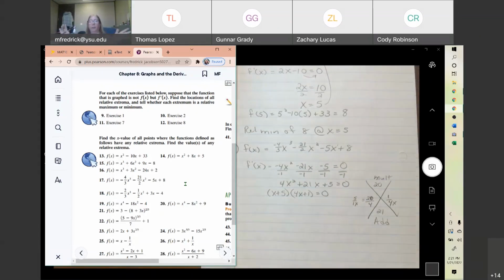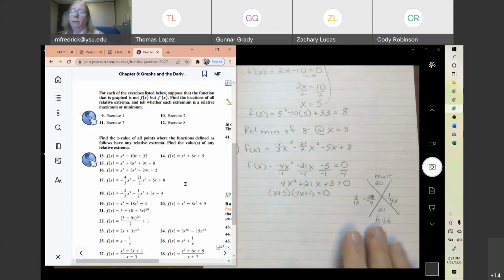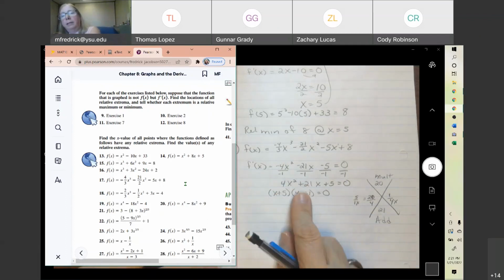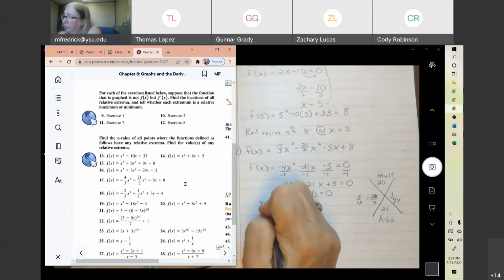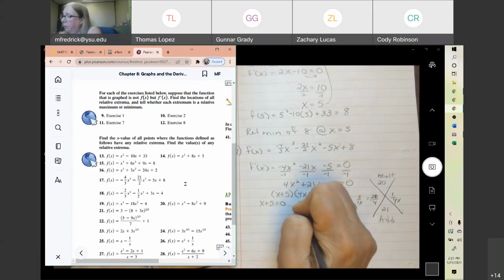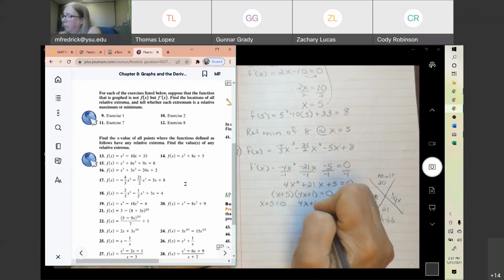Now, if you can do trial and error, that is fine. Use trial and error. But if you can't, this is a simple, quick way. When you have two things multiplied together that give you 0, that means one of them needs to be 0. So you can set them each equal to 0 and solve.